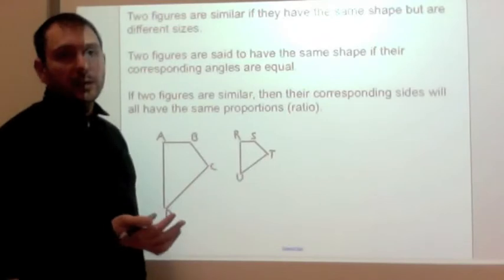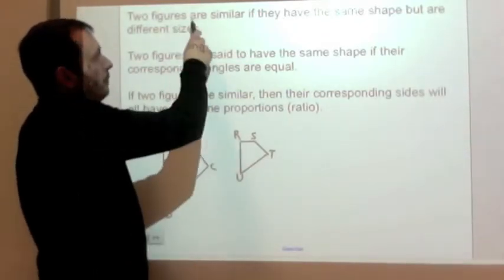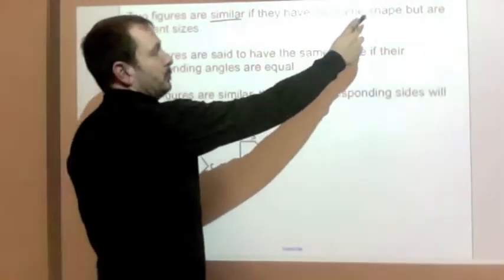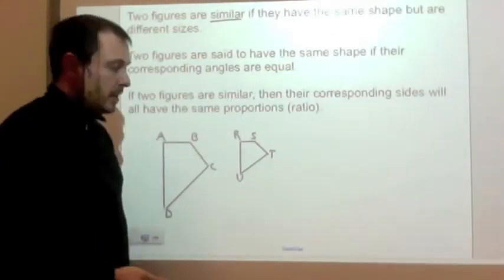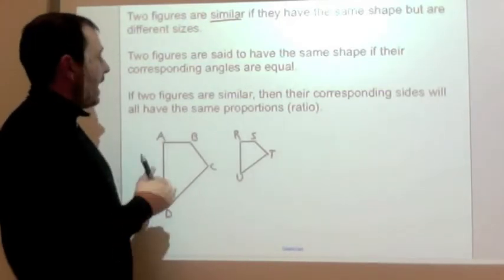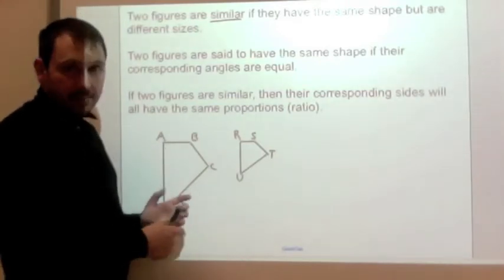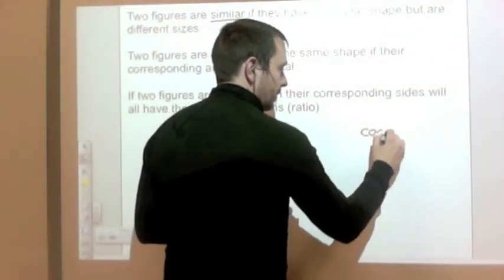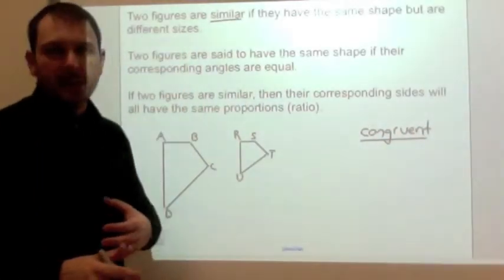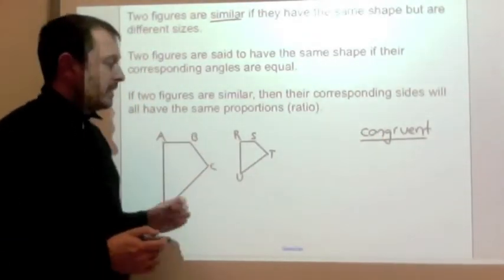Let's look at what corresponding sides and angles are, and what leads to similarity. So first, two figures are similar if they have the same shape but are different sizes. So these have the same basic shape, and they're different sizes. One is bigger than the other. If they were the exact same, they would be called congruent. So I'm just writing that up just in case I don't remember to go over it again later. Congruent would be the exact same size. This one's a little bigger than the other, so these are similar.